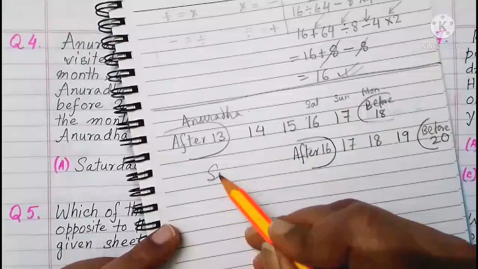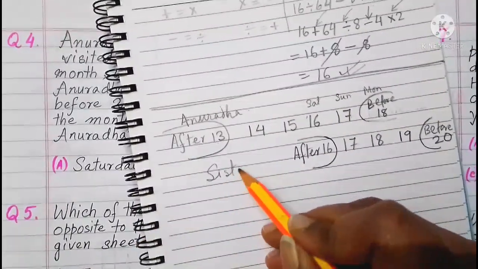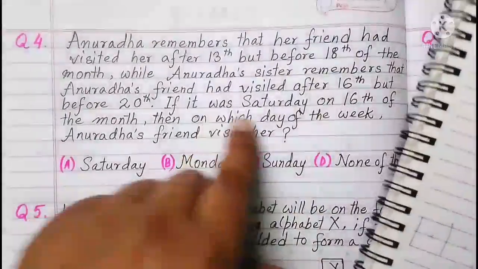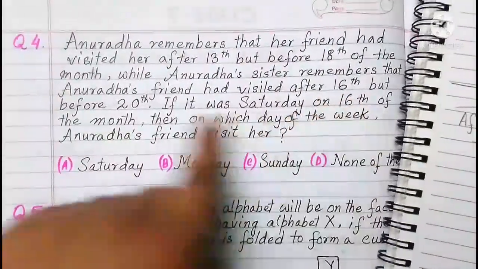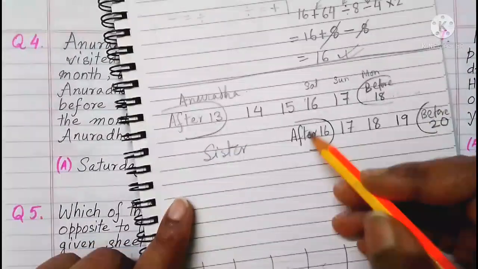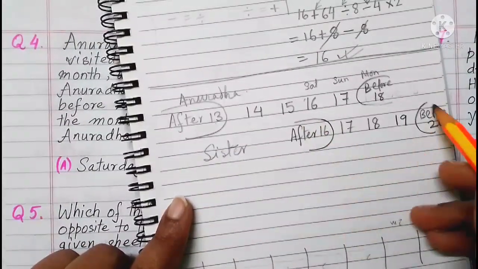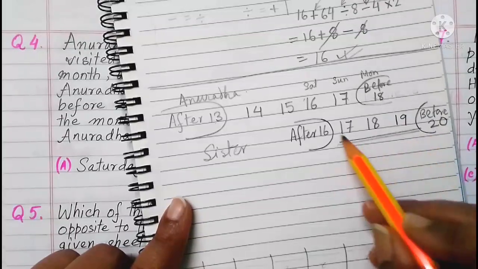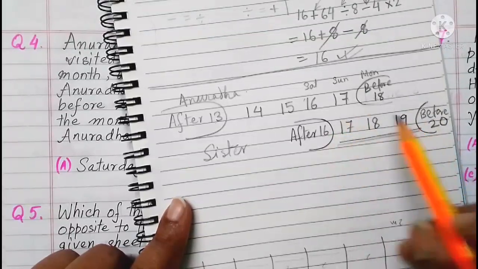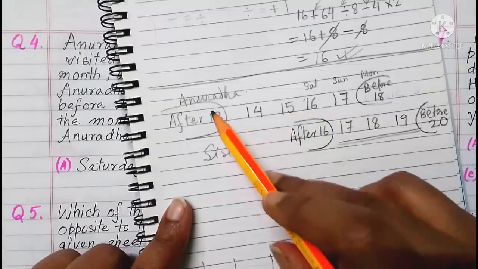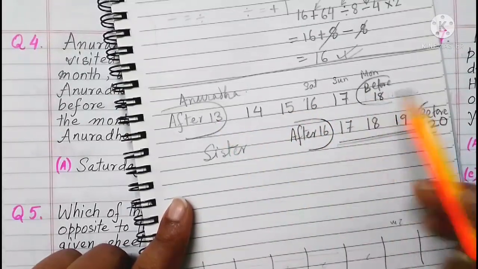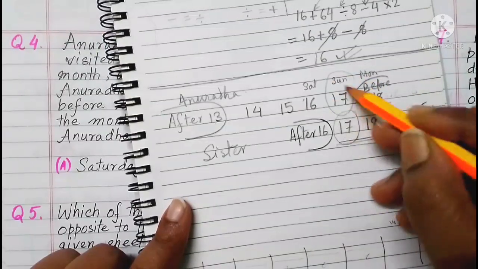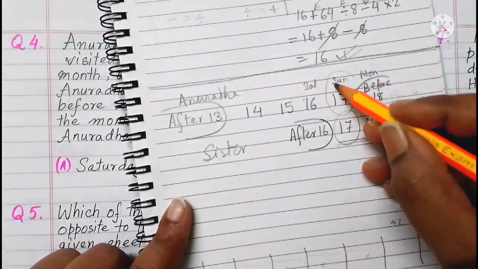Okay, and her sister says that Anuradha's friend visited after 16th but before 20th. So after 16 and before 20th. So dates must be 17, 18, 19. Something must be within these dates. Okay, but Anuradha remembers that it is after 13 but before 18. So there is only one date which is common to both of them, Anuradha and her sister, that is 17th of the month.